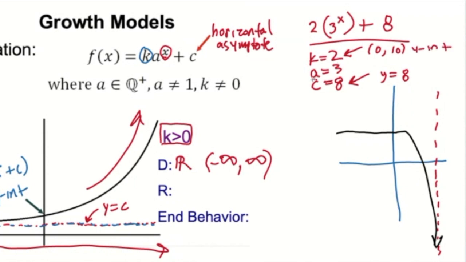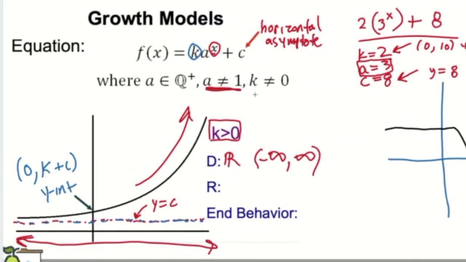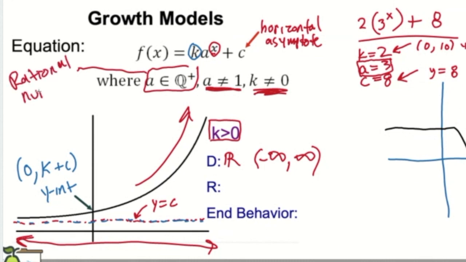Then the a is just part of your exponential function. It's just saying 3 to some power of x. And then here it's just saying when you have an exponential equation, a cannot equal 1, k cannot equal 0, which means we'll never have 1 or 0 for this function. And then what this means here is our a has to be a rational number.